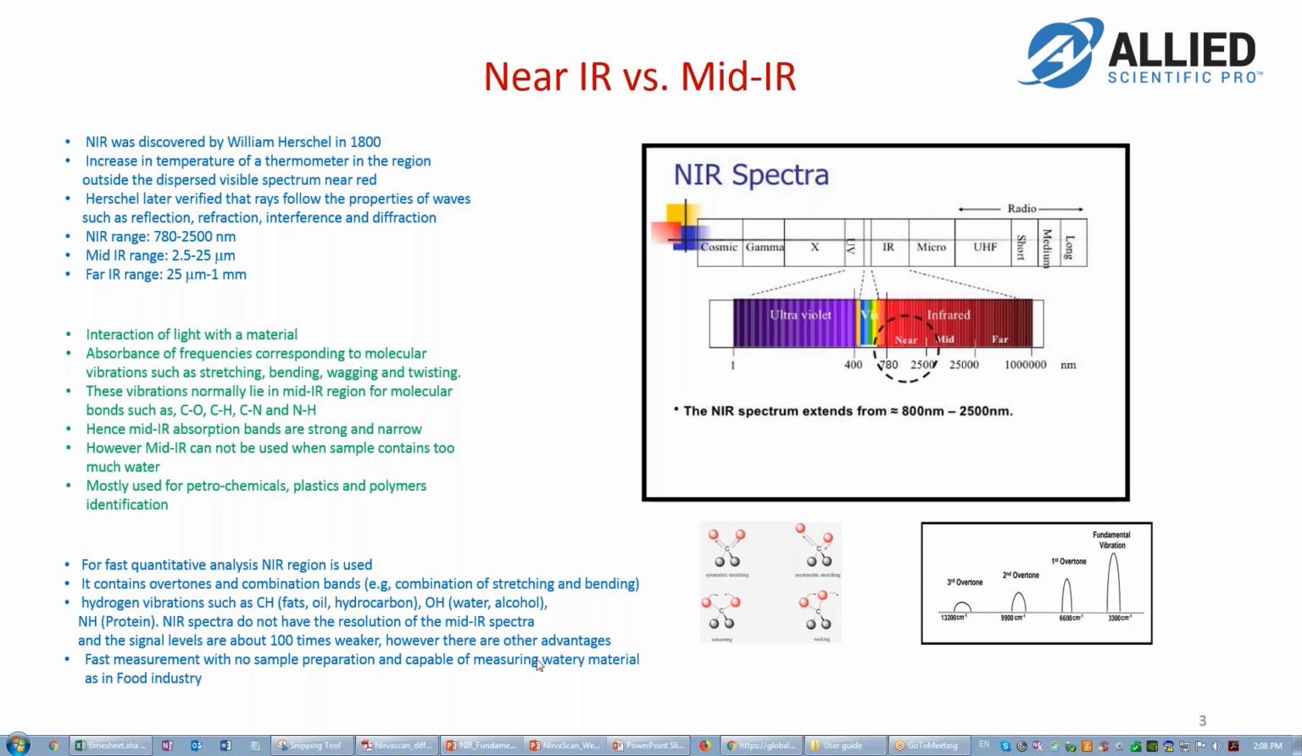However, it is possible to use an NIR for measuring samples that have water in them. Also, the measurements are faster and do not require sample preparation like the mid-IR requires. I will get into this in a little bit more detail in another slide.